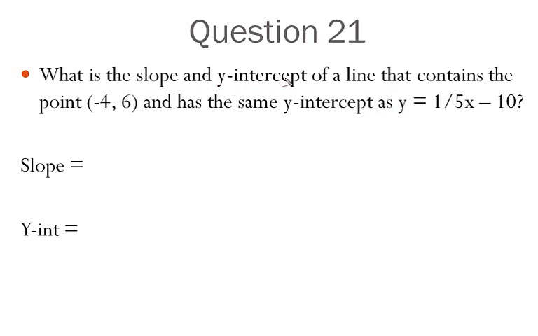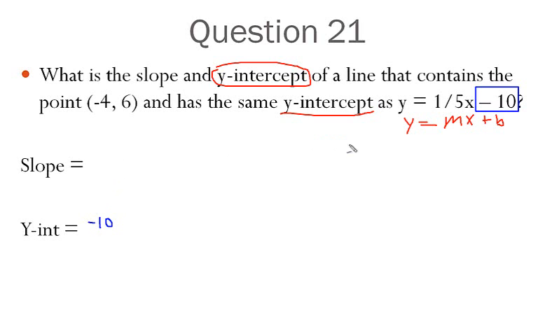They say, what is the slope and the y-intercept of a line that contains the point -4, 6 and has the same y-intercept as y equals 1/5 x minus 10? So it's saying it has the same y-intercept as this equation. We know this is already in slope-intercept form, y equals mx plus b. So if we're trying to find our y-intercept, I can already see I'm going to have a y-intercept of -10. So already we know our y-intercept is -10.